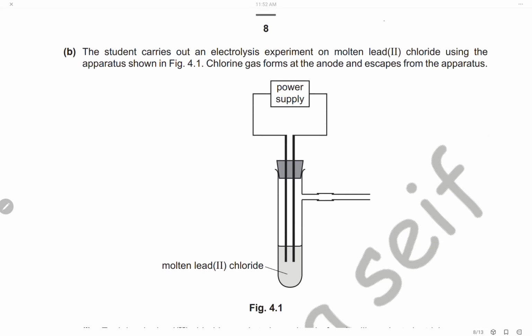The student carries out an electrolysis experiment on molten lead chloride using the apparatus shown. Chlorine gas formed at the anode escapes from the apparatus. So chlorine is formed at the positive electrode, or at the anode. Here we have molten lead chloride, so the only ions present are lead ions and chloride ions.